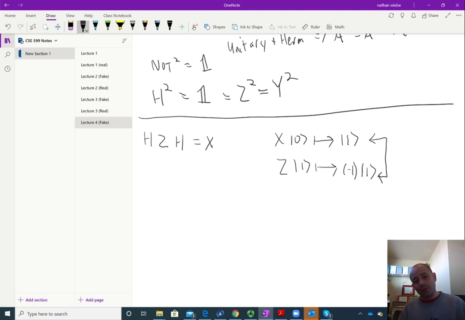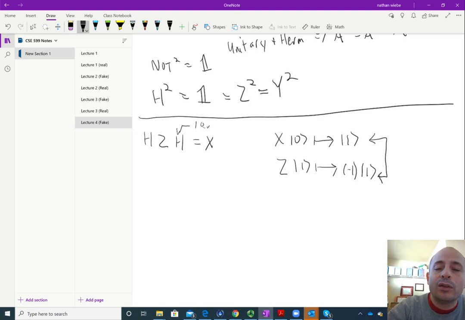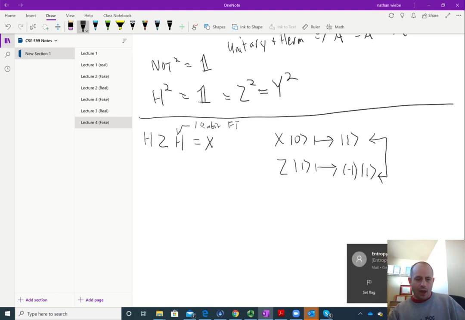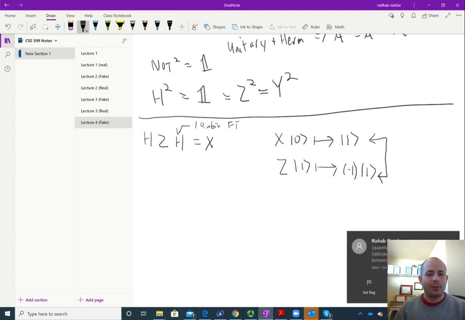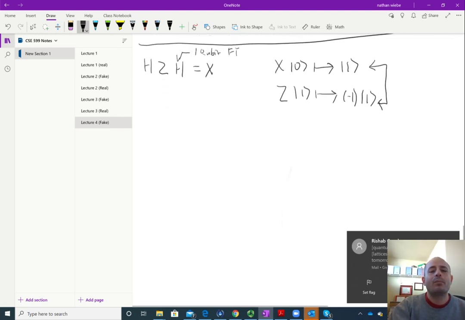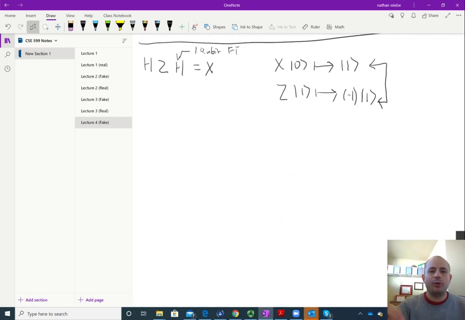And actually we'll see later that this is because H is a one qubit Fourier transform. For those of you who are familiar with Fourier transforms, this is a direct consequence of how Fourier transforms ultimately work. So, great. That is how the operations end up going. Now, let's prove this.